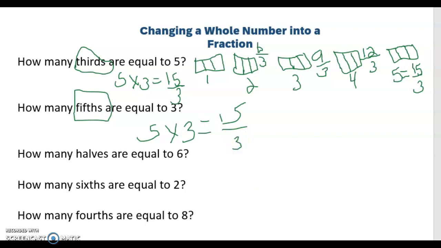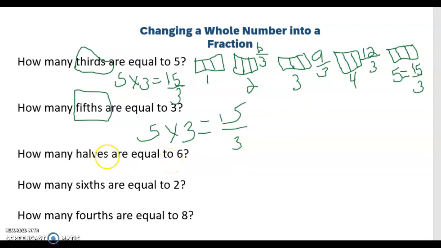And you know what I just did? I didn't even realize I was doing it. I just switched those two around. We were working with groups of 3 up there, and I did 5 groups of 3, and down here I did 3 groups of 5. Oh, and we got the same answer, didn't we? So let's try these.